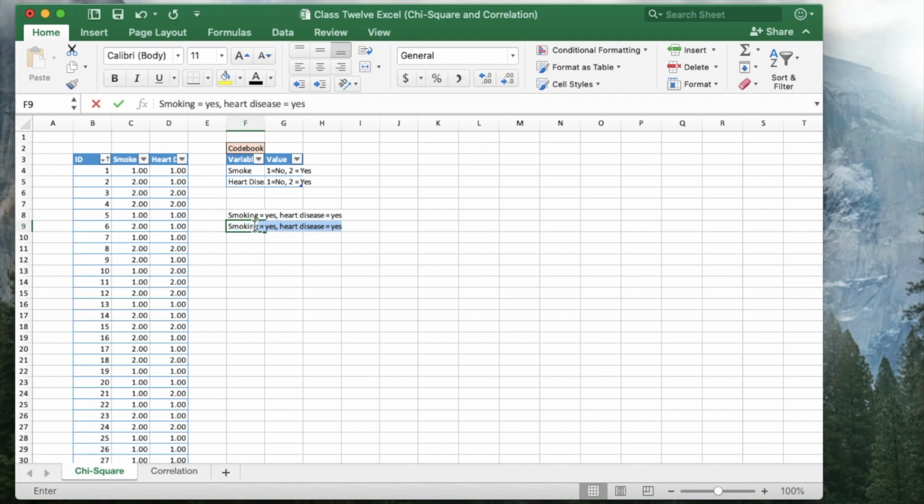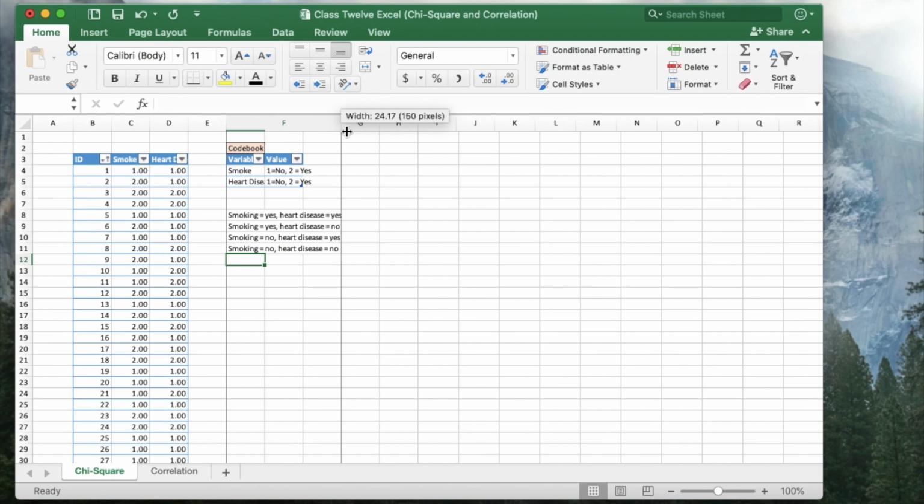Then we could do smoking equals yes, heart disease equals no. And then we have smoking equals no, heart disease equals yes, and then both smoking equals no and heart disease equals no.